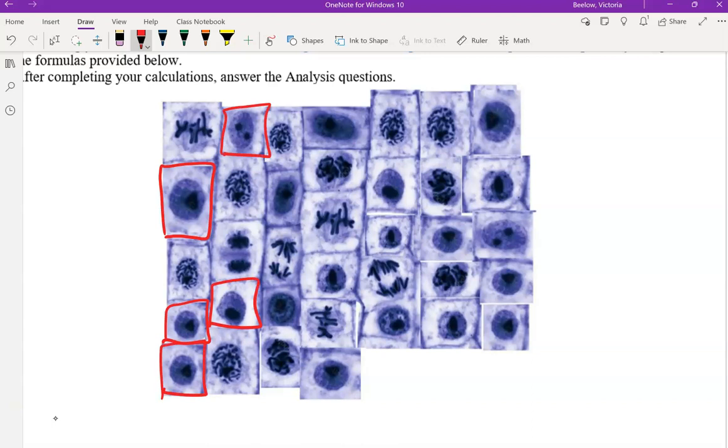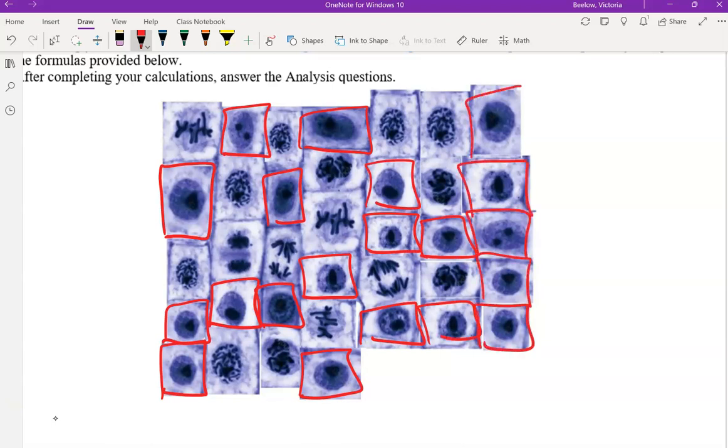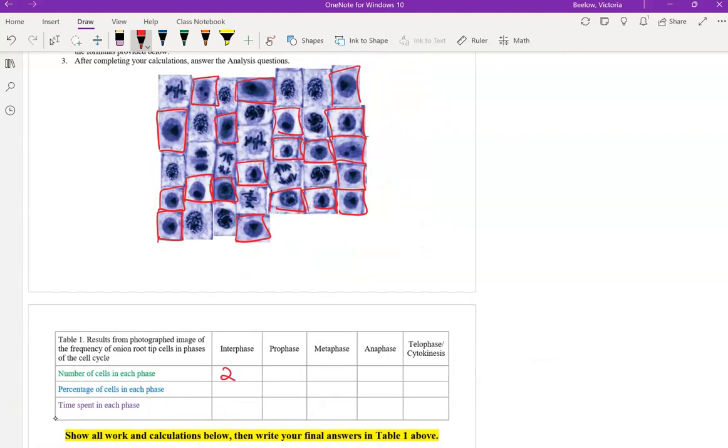So 1, 2, 3, 4, 5, 6, 7, 8, 9, 10, 11, 12, 13, 14, 15, 16, 17, 18, 19, I should have 20 unless I miscounted. Counting again, 1 through 20. So that's 20 cells total.